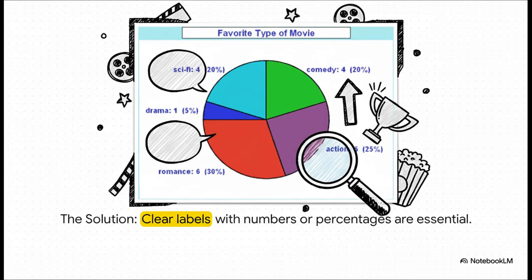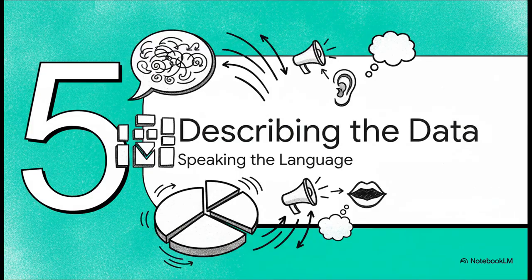So what's the solution? Well, thankfully, it's super simple. Just use clear labels. This chart on favorite movies does it perfectly. You get the category, the number of votes, and the percentage. There's zero confusion. You know instantly that romance is the winner with 30%. No guesswork needed.